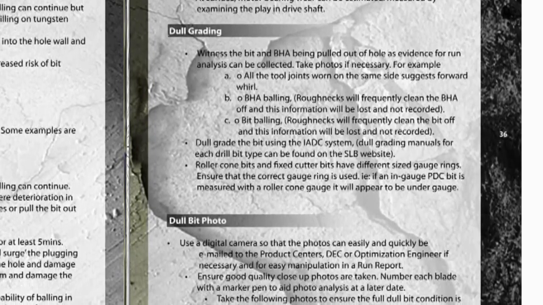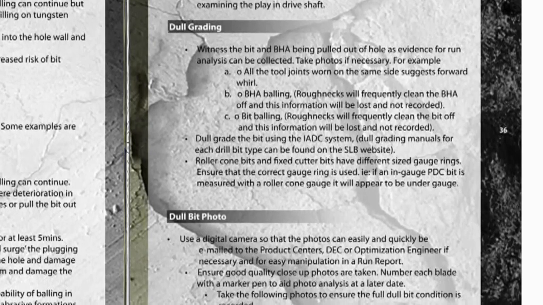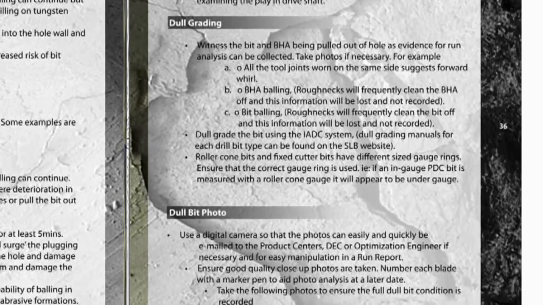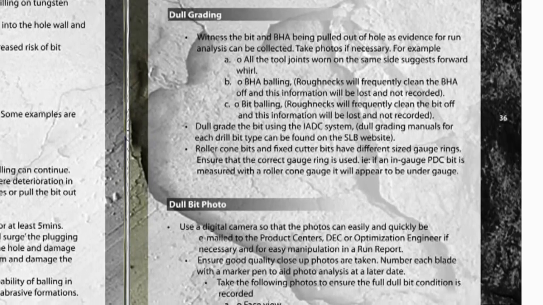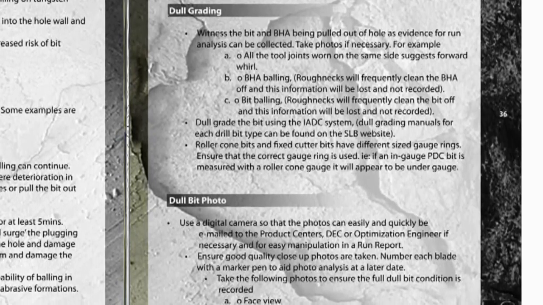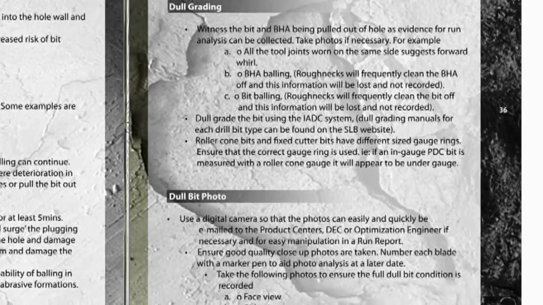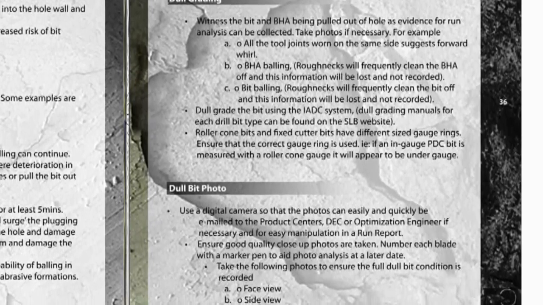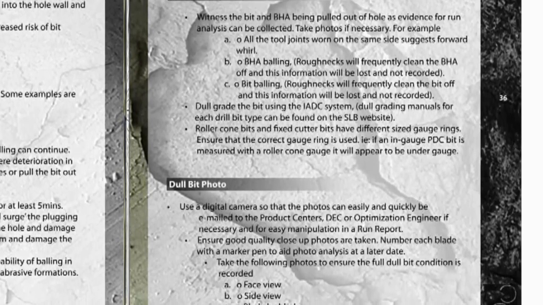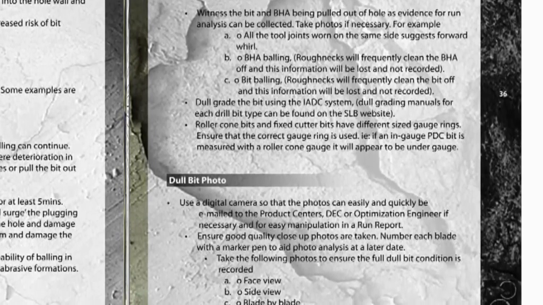Dull grade the bit using the IADC system. Dull grading manuals for each drill bit type can be found on the SLB website. Roller cone bits and fixed cutter bits have different sized gauge rings. Ensure that the correct gauge ring is used, i.e., if an in-gauge PDC bit is measured with a roller cone gauge, it will appear to be under gauge.